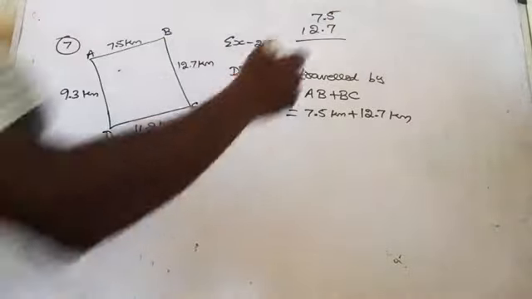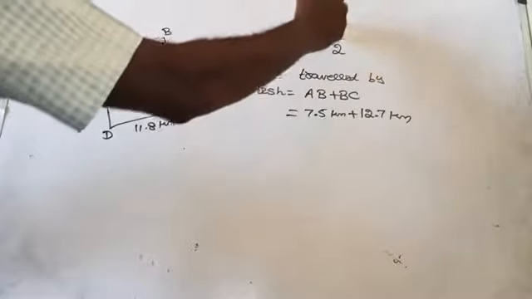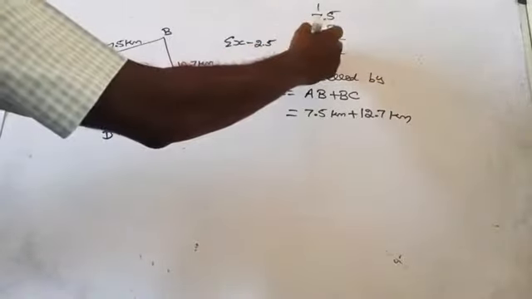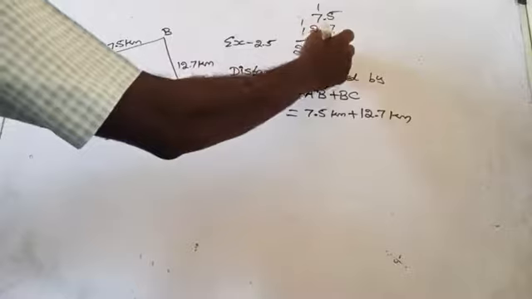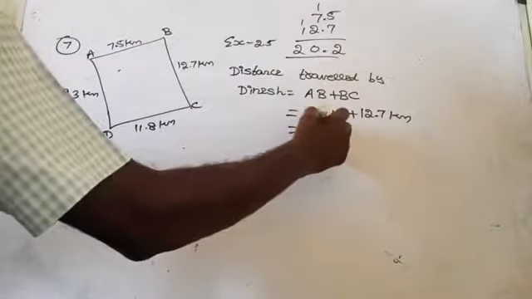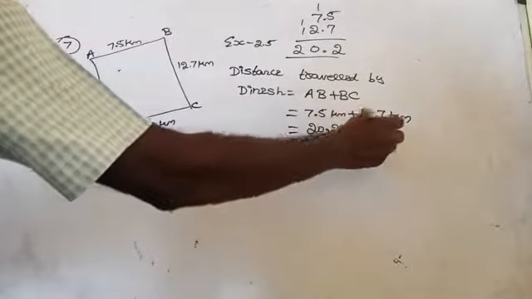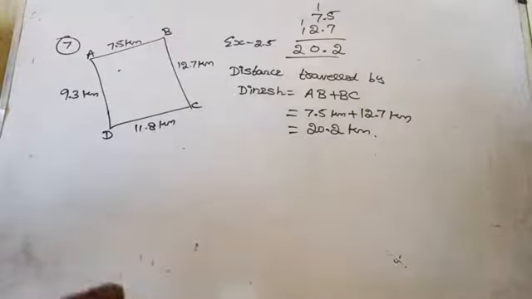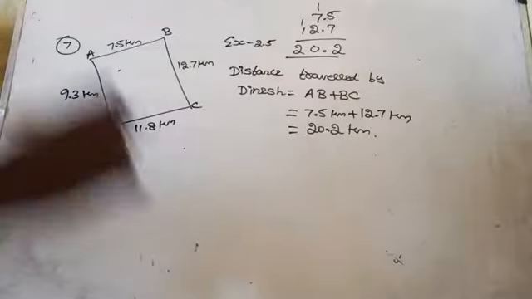Now adding these two: 7 plus 5 is 12, carry over 1. 7 plus 2 is 8, 8 plus 2 is 10, carry over 1, so 20.2 kilometers. Am I right here? And then another one, who is that? Ayub, yes.